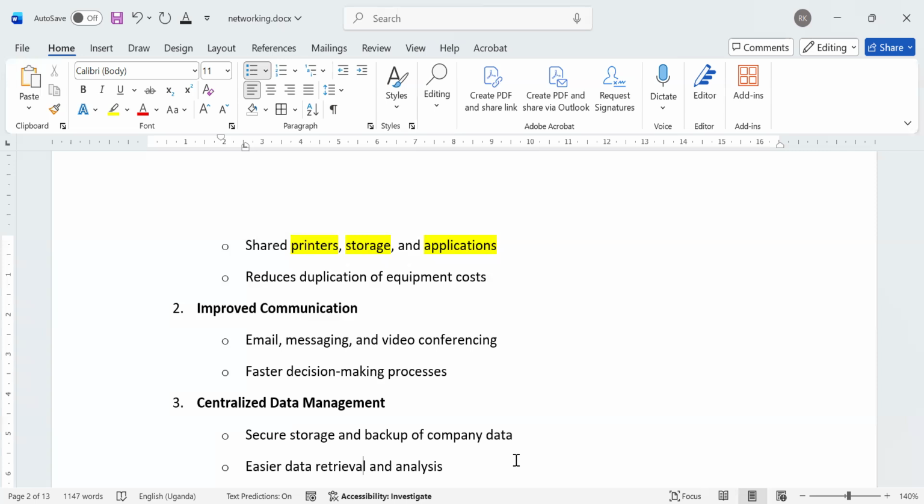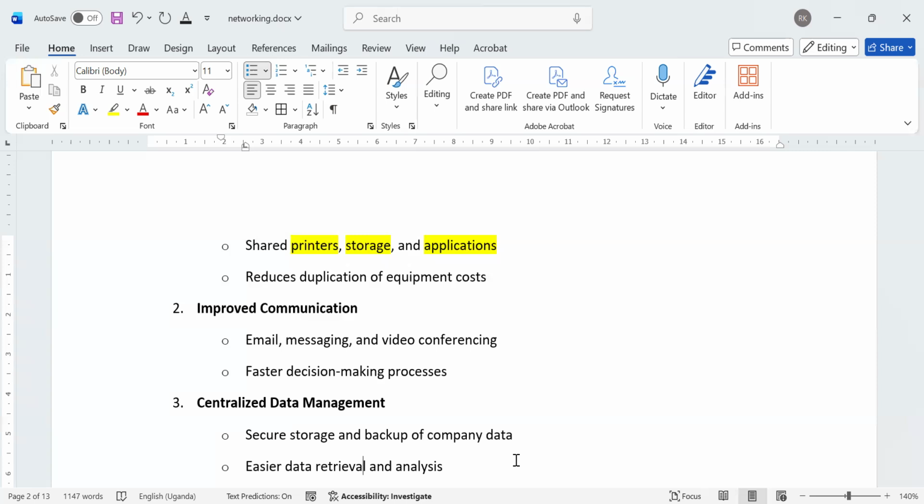Now, if you don't know how to use email very well, then messaging. We have these things now of WhatsApp, Twitter, Instagram, and so on. Video conferencing, like the one which I'm on now today, we are having a lecture by video conferencing. Okay, so all of these are making what we call improved communication. Yes, you can send someone a WhatsApp message and he finds it and gets back to you. Okay, so faster decision-making process.